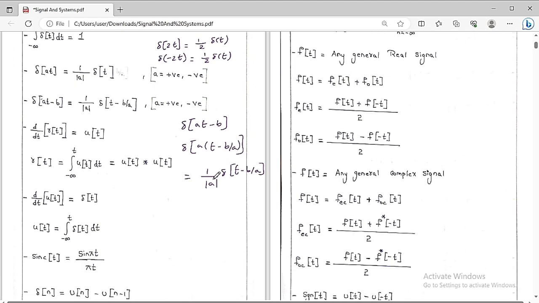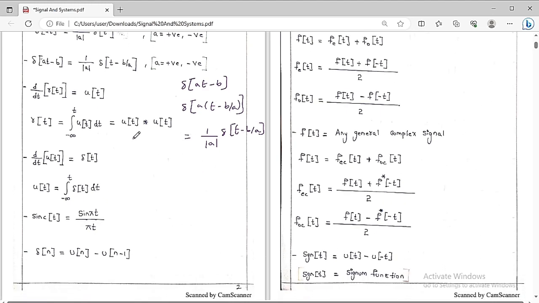So finally I can say delta of at minus b is equal to, we take a inside as common, then we are going to get delta of a common t minus b by a. By applying the previous concept, we can take a outside, which is equal to 1 by mod a delta of t minus b by a. a can be either positive or a can be negative.